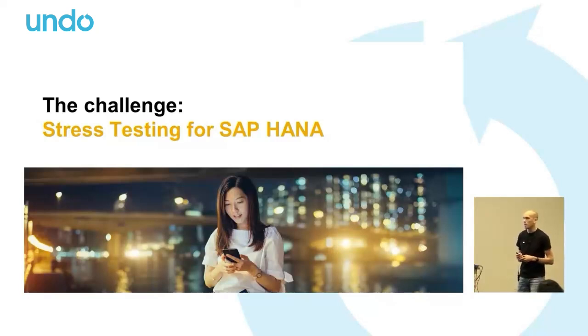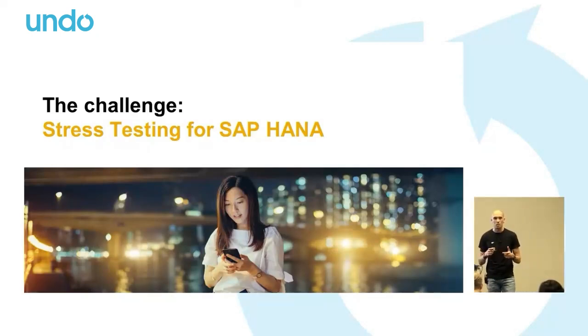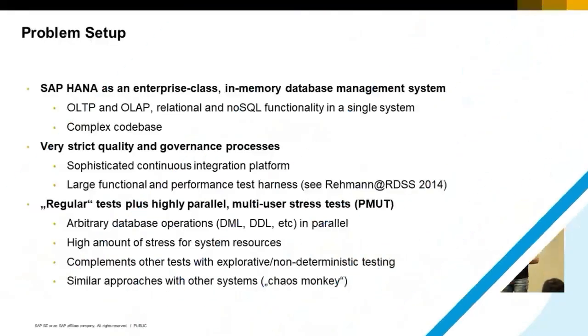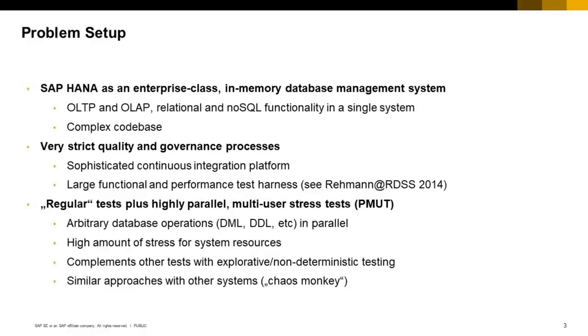So SAP HANA is an in-memory enterprise class database that is handling OLTP and OLAP workloads on a single copy of data. It's mainly relational, but it's not exclusively bound to that. HANA also contains a bunch of engines and possibilities for NoSQL functionality, like graph engines, document stores, text processing, text analysis, and a bunch of different additional things, which also means it's a fairly complex code base to test.